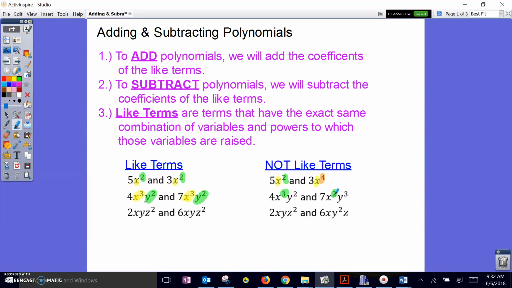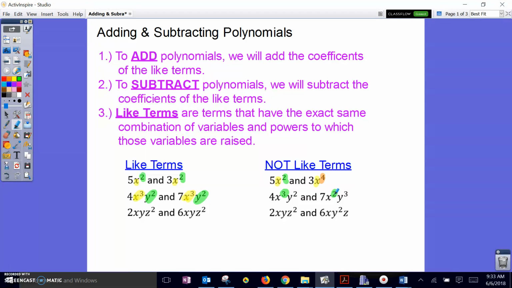And then the third row, you see we've got 2xyz squared and 6xyz squared. Same exact combination of variables and the powers that those variables are raised to. And if you look on the right-hand side, they're not like terms because in the first one, z is raised to the second power, whereas in the second one, y is raised to the second power.